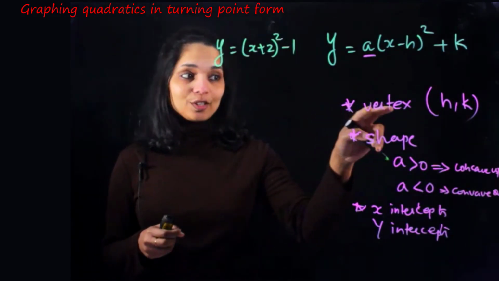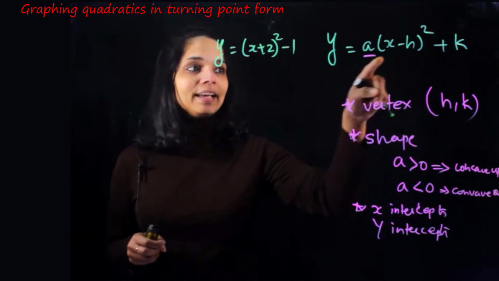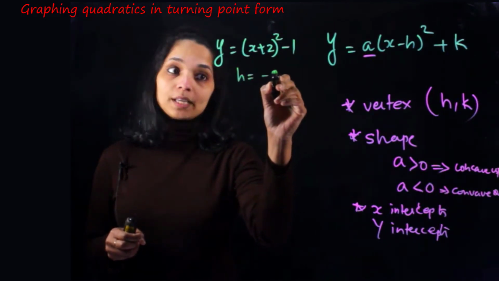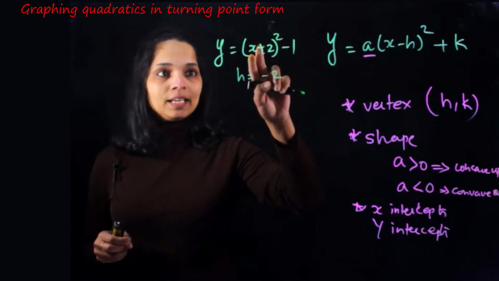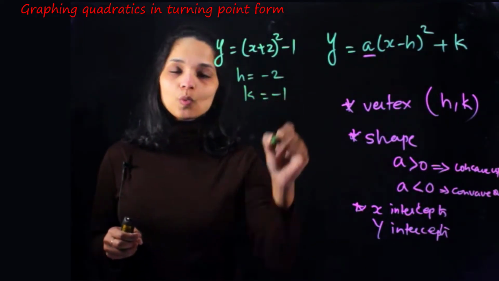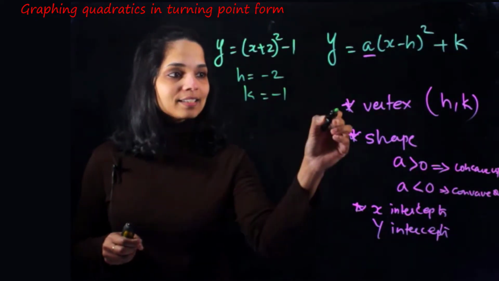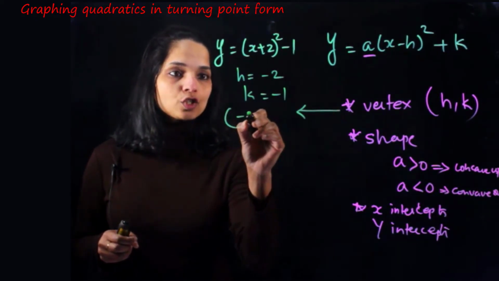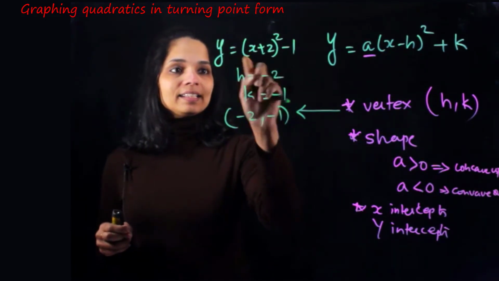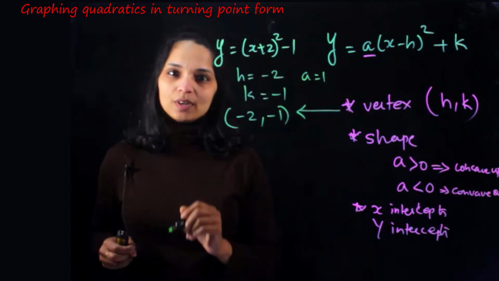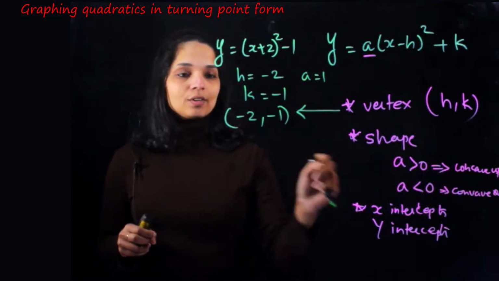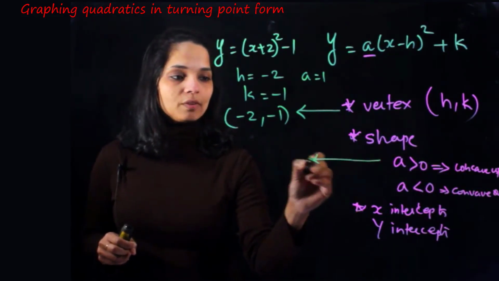First, we want to know the vertex or turning point (h, k). By comparing this with the standard form, we can see that h equals minus 2, because the form has minus h, so it will be minus of minus 2, and k equals minus 1. So the vertex is (minus 2, minus 1). Now, what is the shape? The a in this case is 1, which is why we don't write it. The coefficient is 1, and it's a positive number, so a is greater than 0. So the shape is concave up.